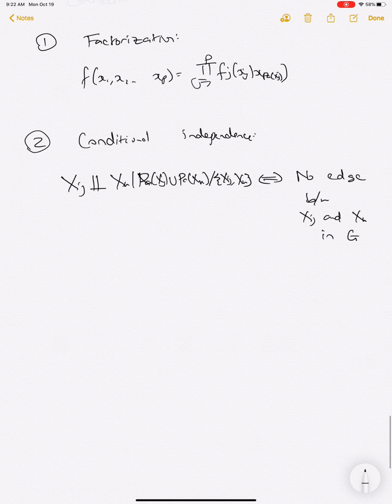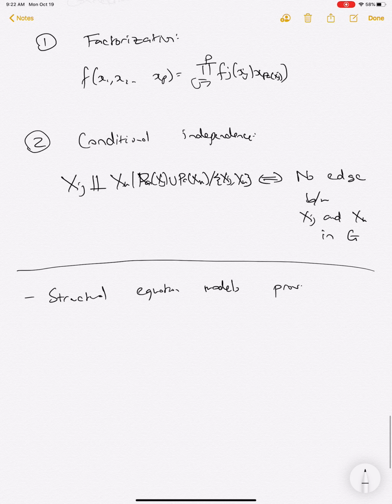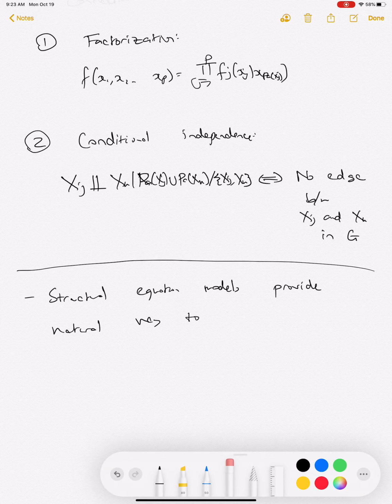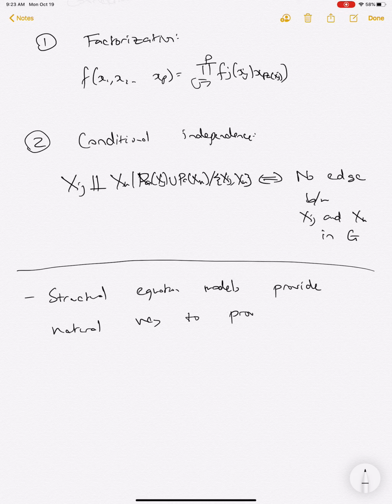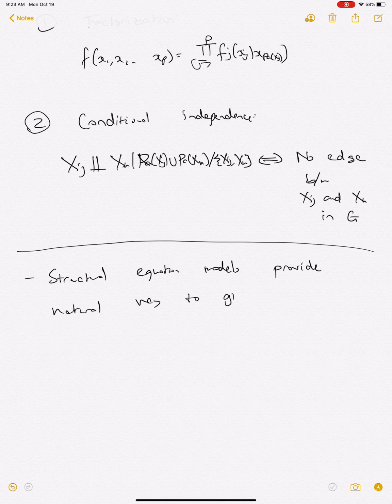And then the final thing is that structural equation models provide a natural way to give a parametric model for DAG models.